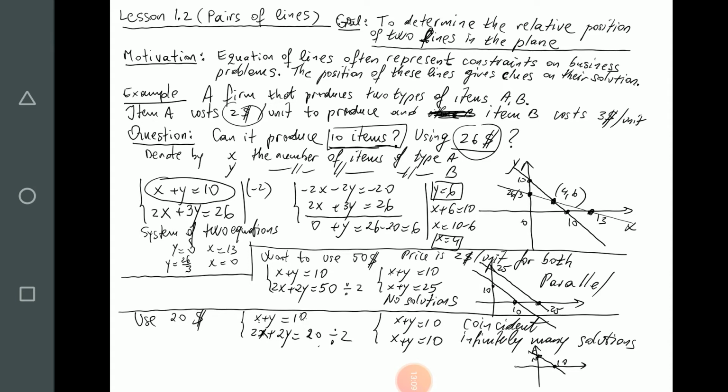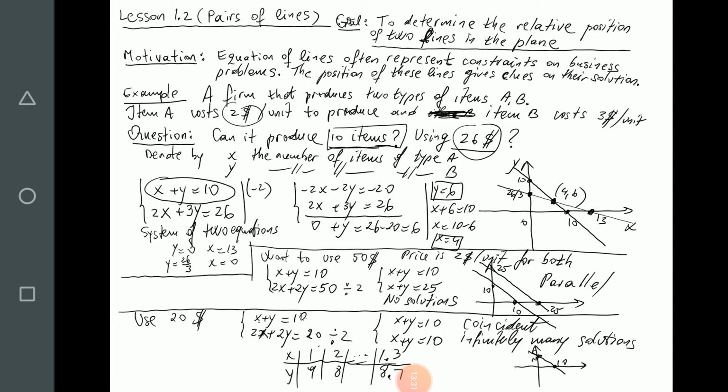Now obviously, examples of possible solutions are (1, 9), (2, 8), and so on and so forth. I'm saying infinitely many solutions because let's say you can produce fractions of an item, right? So for example, another possible solution is 1.3 and 8.7, right? So the sum of the two is 10.